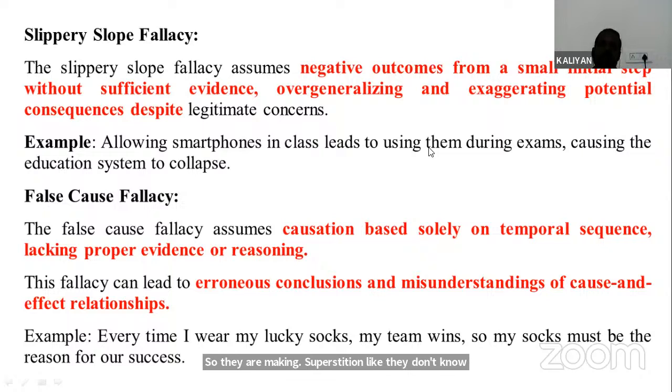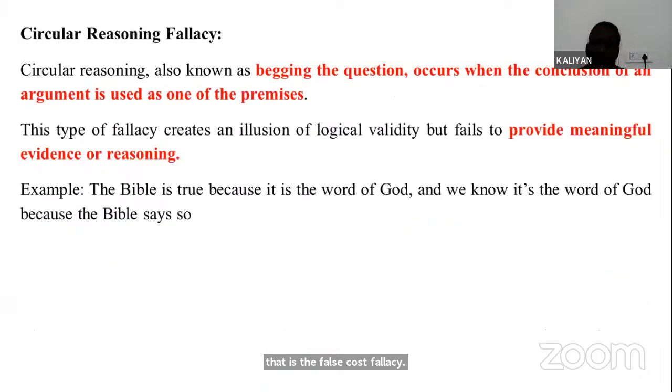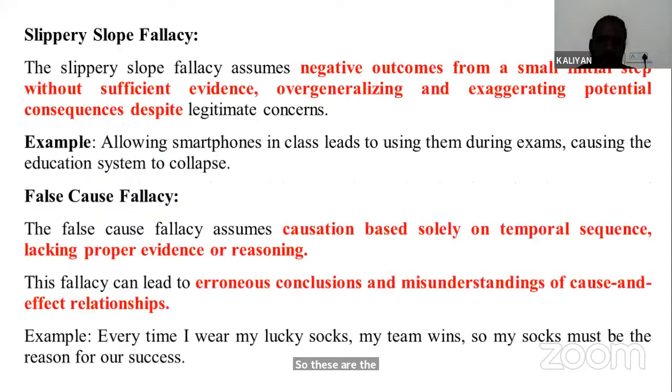and effect. If you play very well, then only you can win, or if you play very well, you can score a good score in the exam. But if I wear that particular shirt or socks, then only I win. That is the false cause fallacy. So these are the different types of informal fallacies.